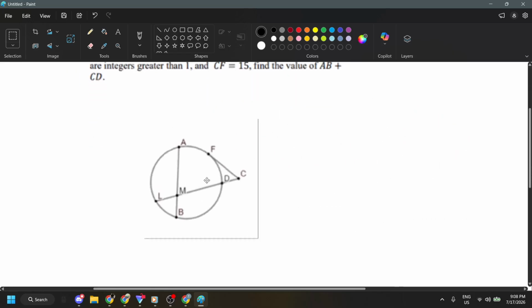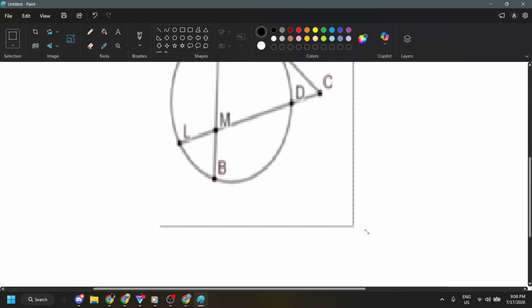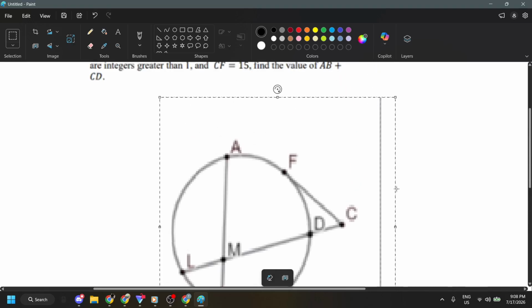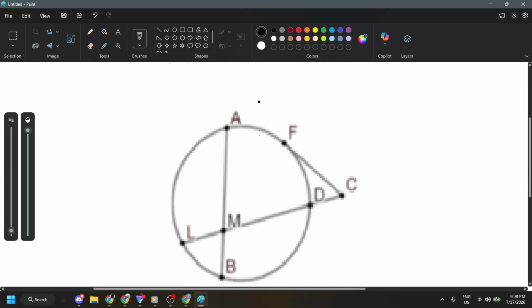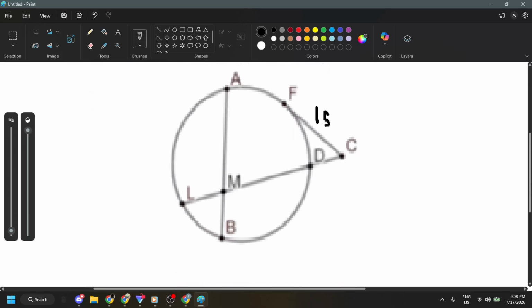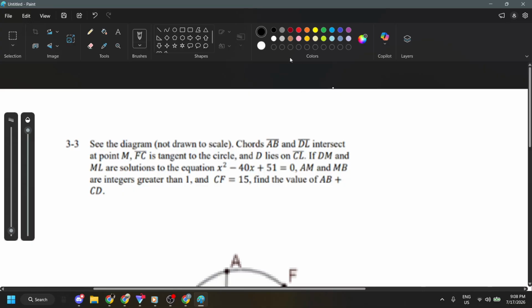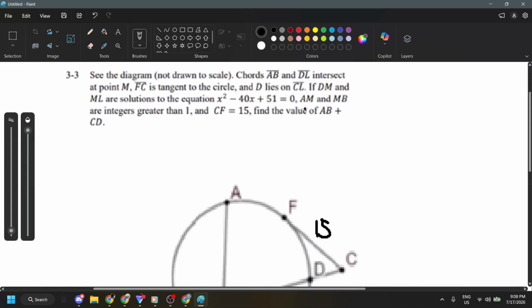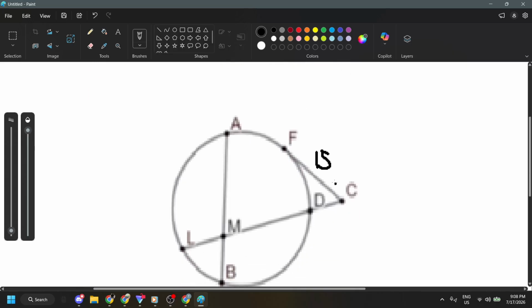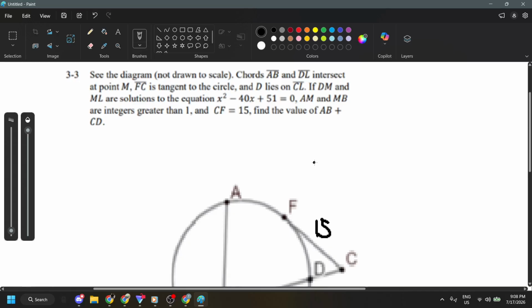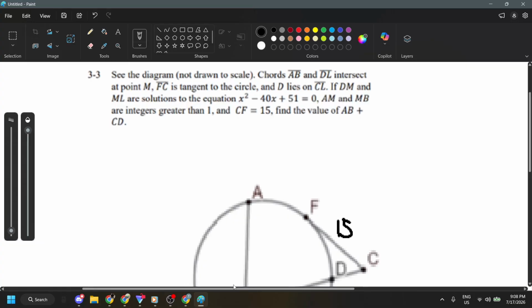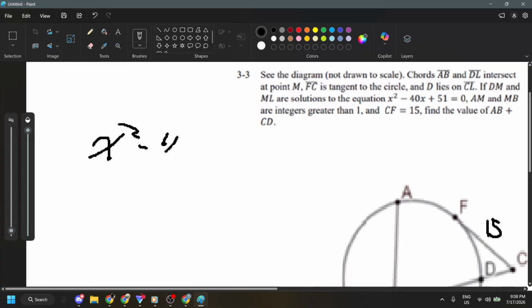Okay, let's move this diagram and enlarge it. This is better. We know that CF is equal to 15. AB and DL intersect at point M. Okay. FC is tangent to the circle. Cool. And D lies on CL. Okay. If DM and ML are solutions to this equation. Okay, let's solve this. x squared minus 40x plus 51 is equal to 0.